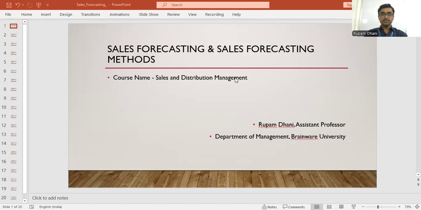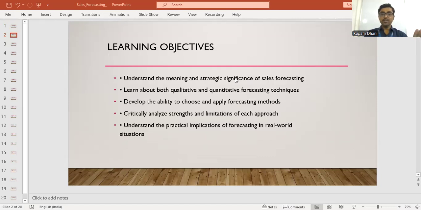Before we begin, let's outline our main learning objectives. By the end of this session, you will be able to understand the precise meaning and strategic significance of sales forecasting. Secondly, we will explore both qualitative and quantitative forecasting techniques. Third, you will develop the ability to choose and effectively apply different forecasting methods. Fourth, we will critically analyze the strengths and limitations of each approach. And finally, we will understand the practical implications of sales forecasting in real-world business situations.